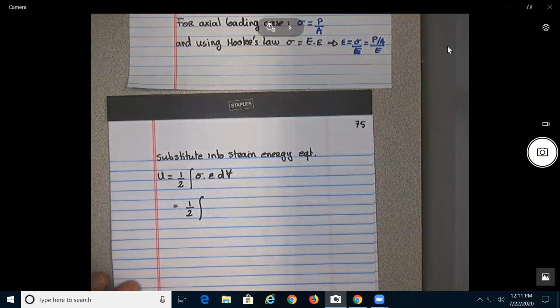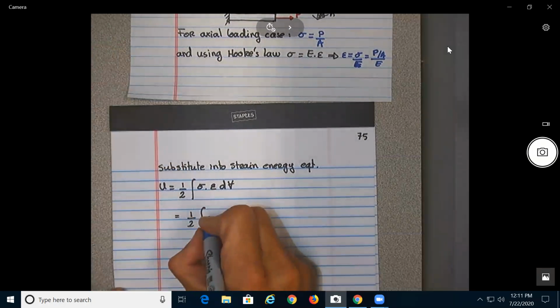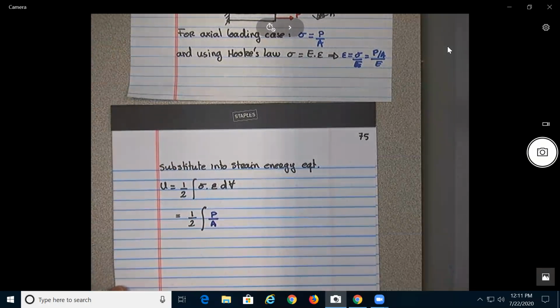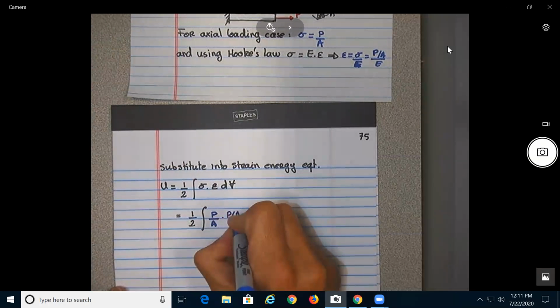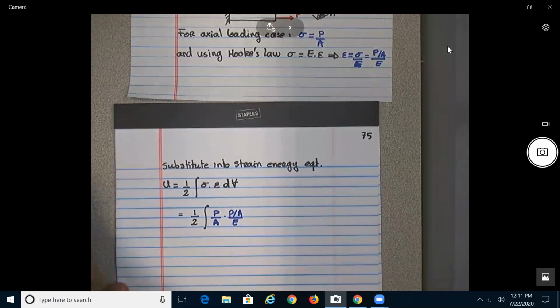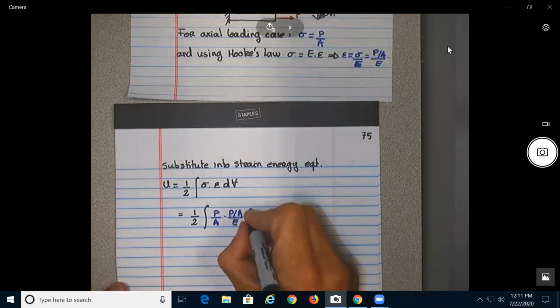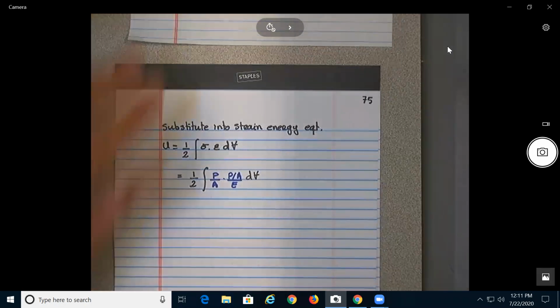So what is the stress equal to? We have it on top. It's equal to P over A. What is the strain equal to? P over A over E. And now we have here dV. Okay?